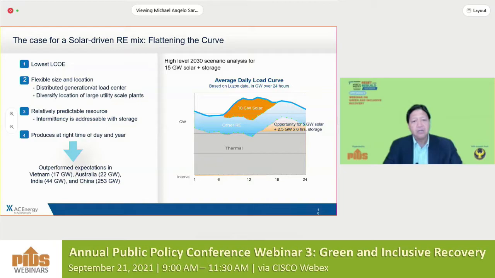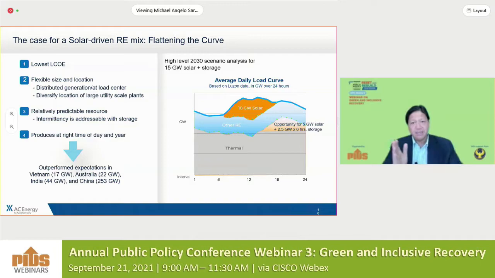On the right hand side is just a simulation in terms of how the load curves will look like. As I mentioned, this is a typical daily load curve in Luzon with the peak consumption sometime around 11 o'clock and 2 o'clock p.m., as you can see. And the orange bar here is a simulation. If you added 10 gigawatts of solar, that basically addresses a lot of your peak demand. And then you can overbuild the solar, add another 5 gigawatts, let's say, on top of the 10 gigawatts. And you can store that during the day and release it at night.